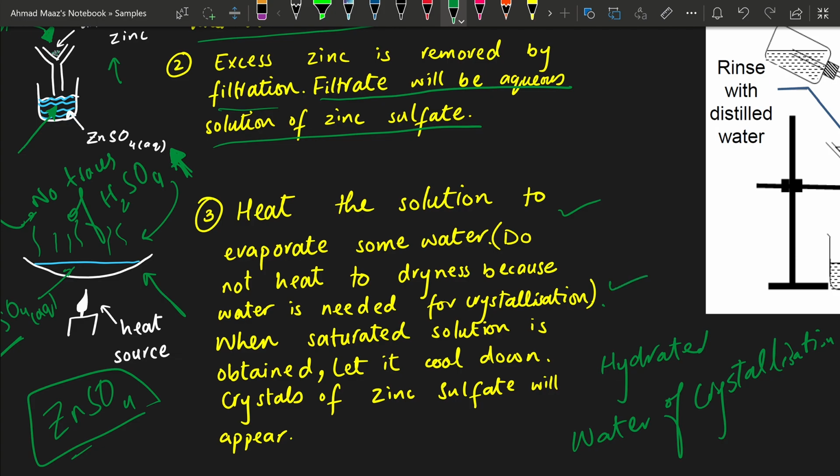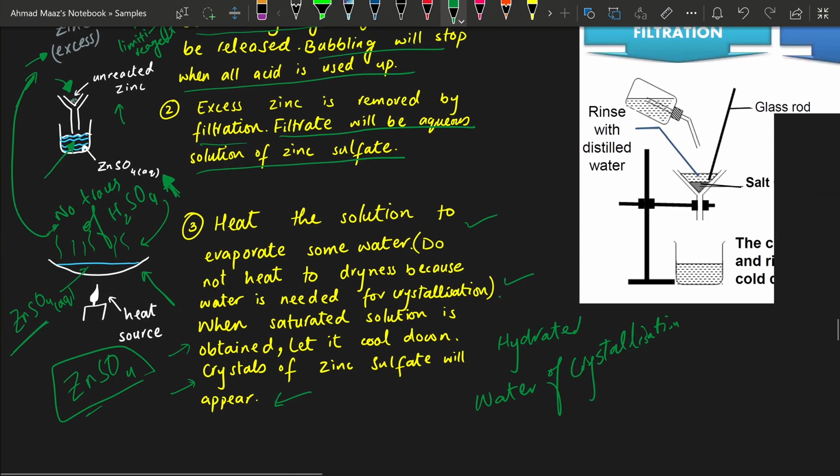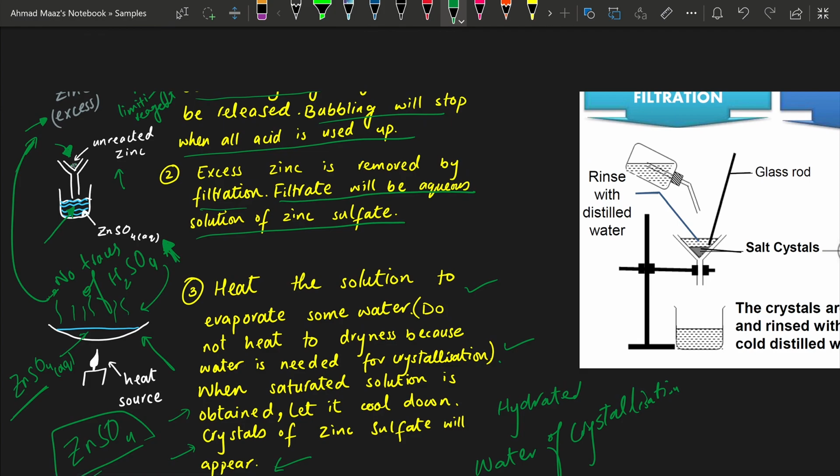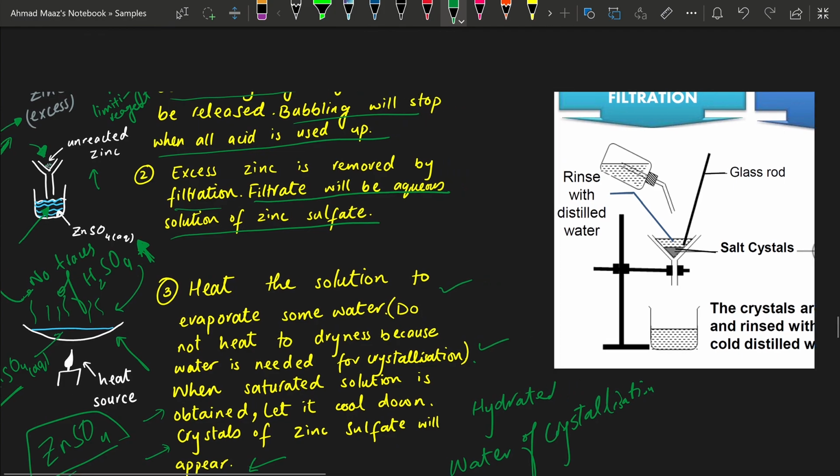Alright, when a saturated solution is obtained, let it cool down. Crystals of zinc sulfate will appear. When enough water is evaporated, just turn off the heat and leave it at room temperature so that slow cooling can take place, which is beneficial for crystal formation. Alright, so this is how you obtain a salt by reacting a metal and an acid.